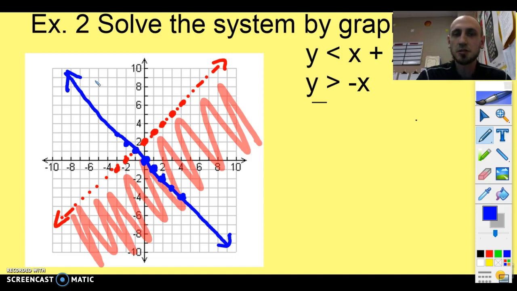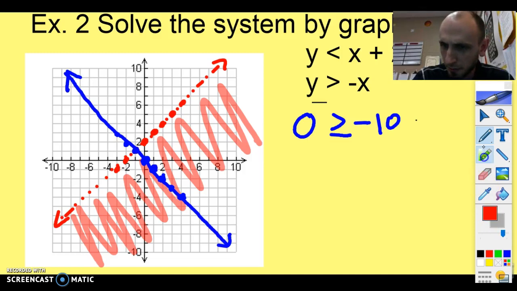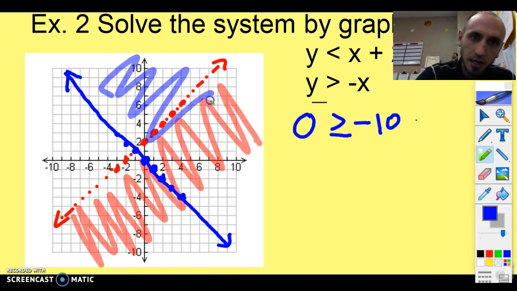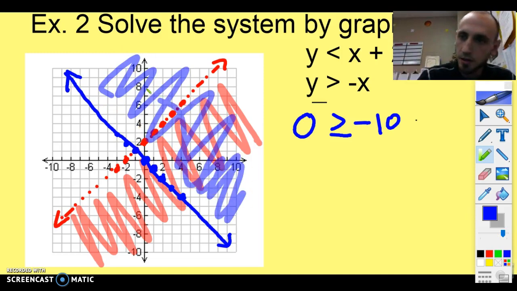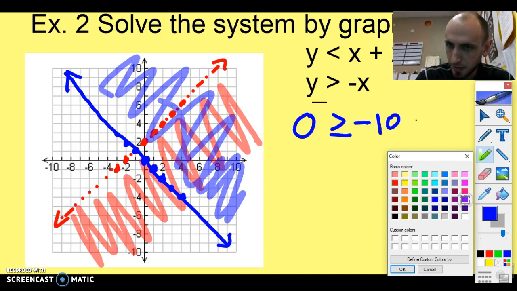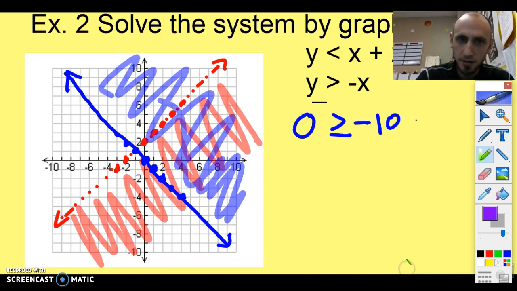And a quick check, can I use 0, 0 as my quick check? No, but I can use 10, 0. Okay, is 0 greater than or equal to negative 10? That's what we're saying. Yes, it is. So I'm going to shade that way. Let me find the highlighter. Blue. Okay, so where's my solution area at? Not hard to figure out. Yep, where there's purpling. So this is my solution area.